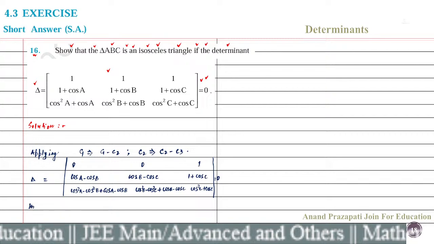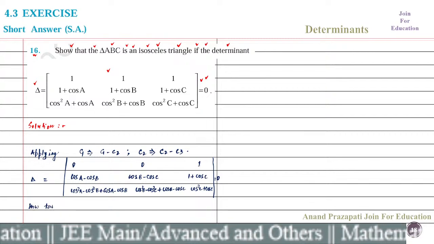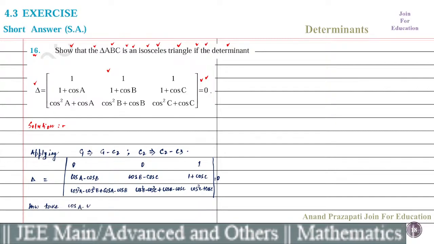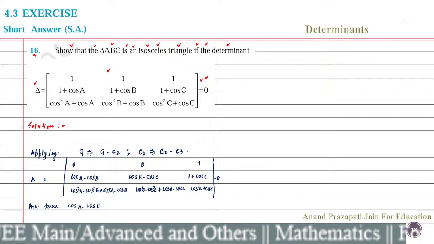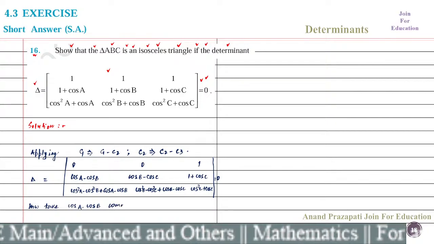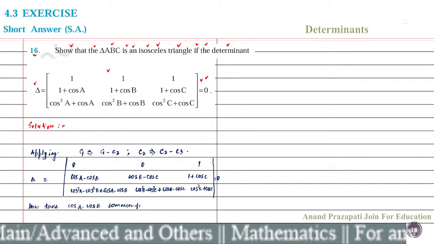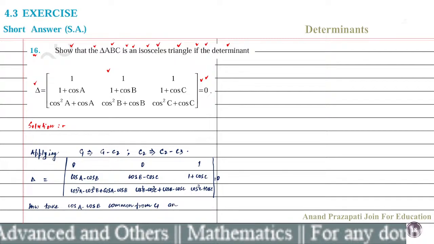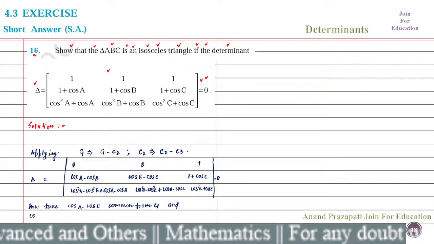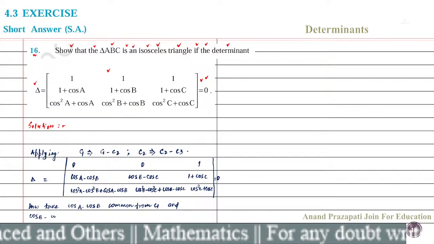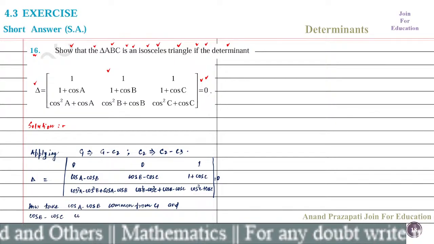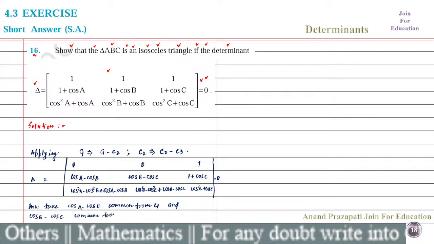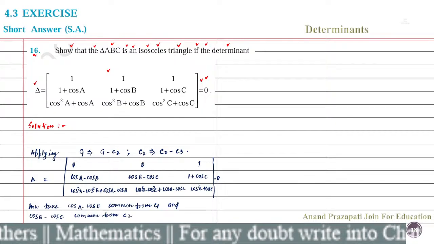Now take cos A minus cos B common from C1, and cos B minus cos C common from C2.